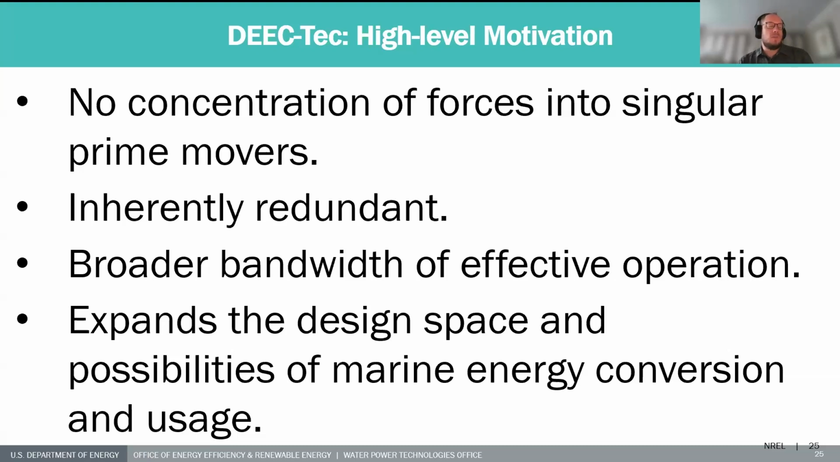And then the fourth additional motivation I want to share, which I think is really unique and pretty powerful, is that DEEC-Tec inherently expands the design space of possibilities for how we think and innovate towards marine energy conversion and usage. These are ideas that heretofore we have not fully appreciated or even known existed. And so DEEC-Tec is a pretty powerful domain, or step change in how we think about marine energy, really opening up and enabling a more diverse view of the conversion process.